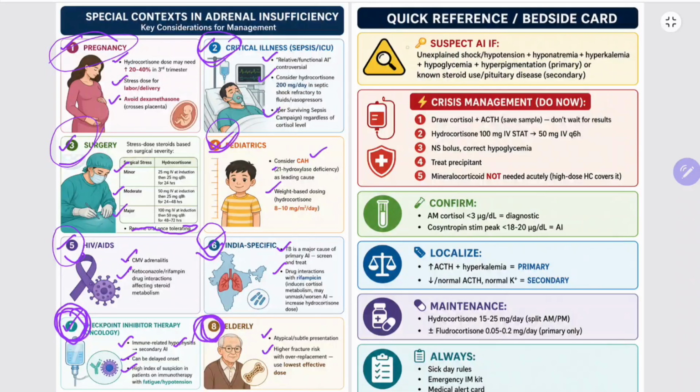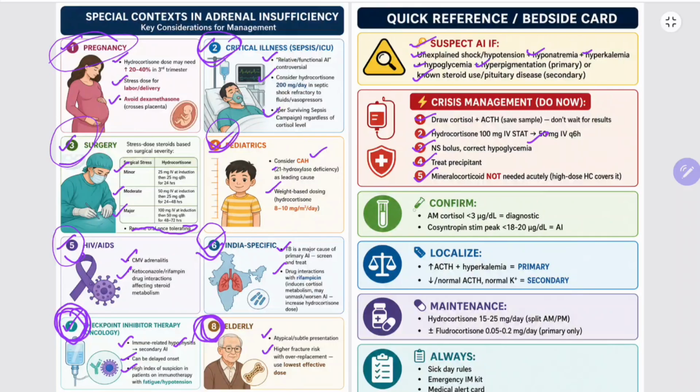Quick reference, the takeaway. Suspect AI if there is unexplained shock or hypotension with hyponatremia, hyperkalemia, hypoglycemia, and hyperpigmentation in primary, or known steroid use or pituitary disease in secondary. How do you manage the crisis? Draw cortisol plus ACTH, save the sample, don't wait for results. Give hydrocortisone 100 mg IV stat, then 50 mg IV every 6 hourly. NS bolus, correct the hypoglycemia, treat the precipitant. Mineralocorticoid is not needed acutely because high-dose HC covers it.